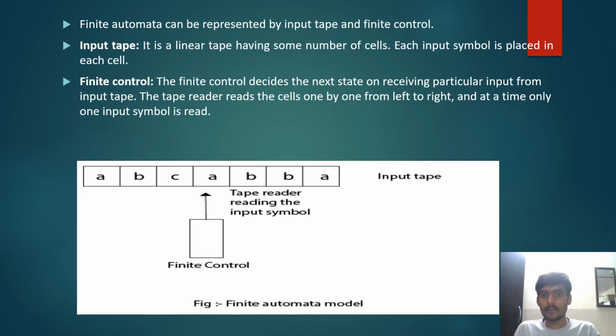Finite automata can be represented by an input tape and a finite control. What is an input tape? It is a linear tape having some number of cells. Each input symbol is placed in each cell. The finite control decides the next state on receiving a particular input from the input tape. The tape reads the cells one by one from left to right, and at a time only one input symbol is read. This is an example of an input tape.